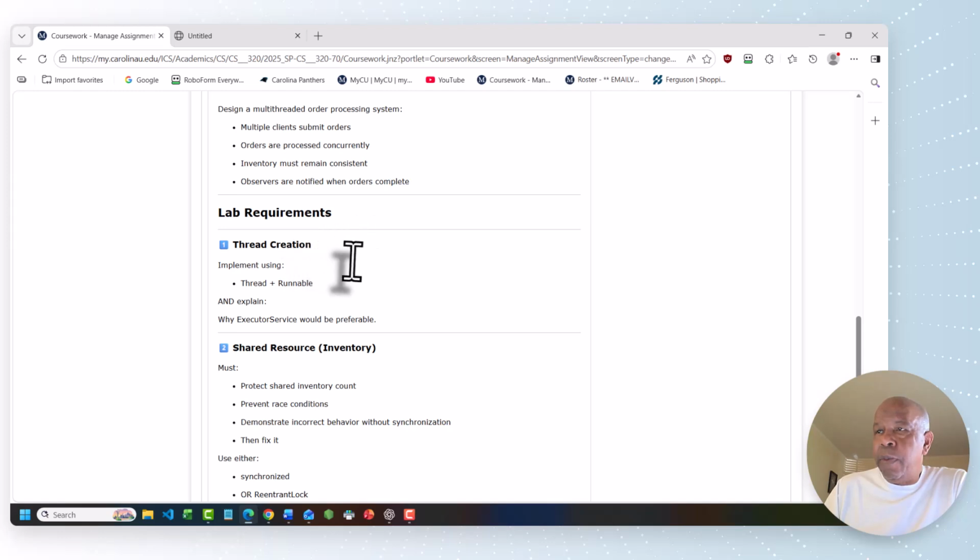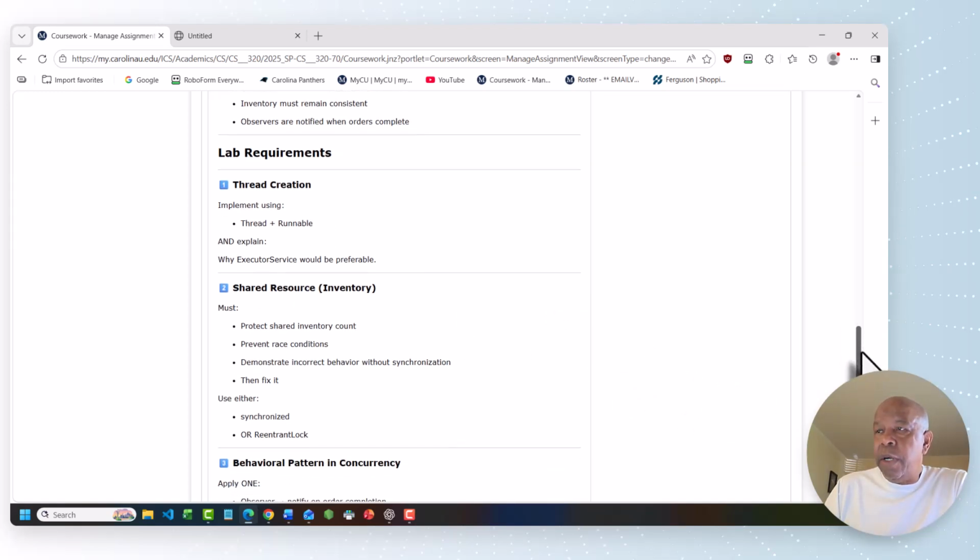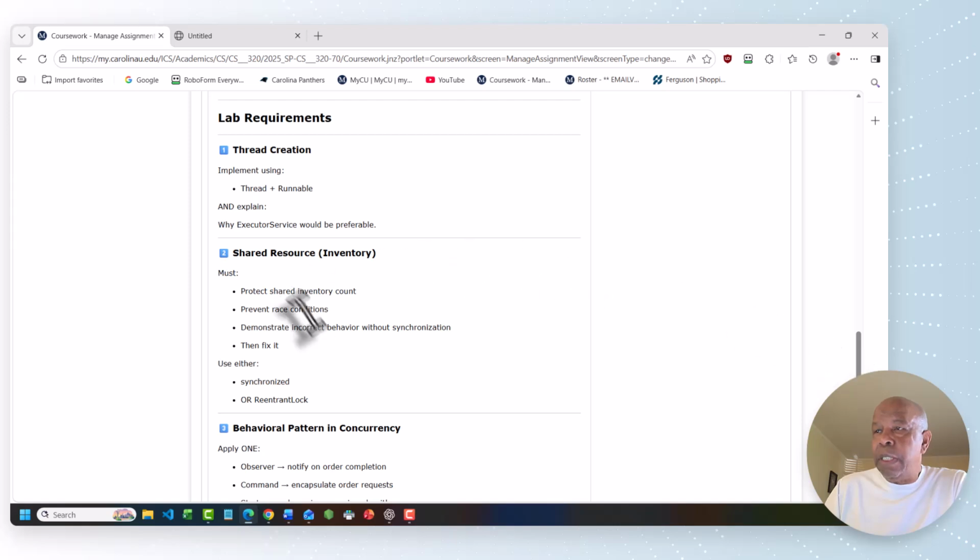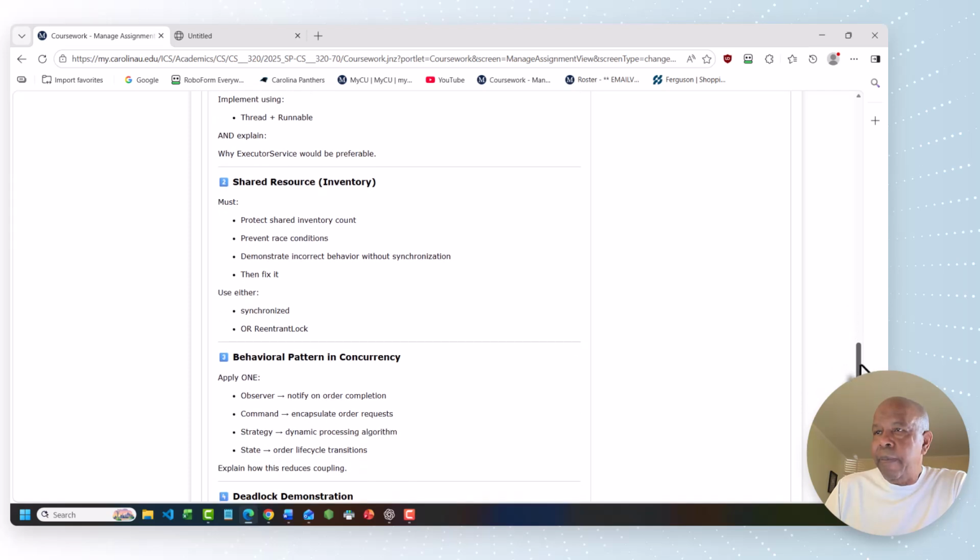Lab requirements. Number 1, thread creation: implement using Thread plus Runnable, and explain why ExecutorService would be preferable for this particular scenario. Shared resources: inventory. You must protect the shared inventory count, prevent race conditions, demonstrate incorrect behavior without synchronization, and then fix it. You can either use synchronized or ReentrantLock.